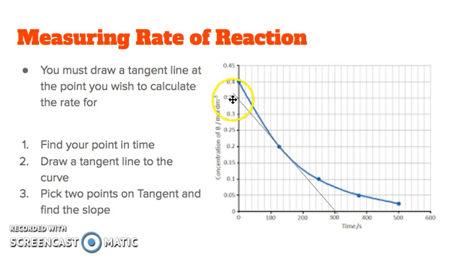So I can either pick the x-intercept or the y-intercept in here, or any 2 points in a line, and you can use rise over run in order to find the slope, which is what we normally do when calculating gradients.